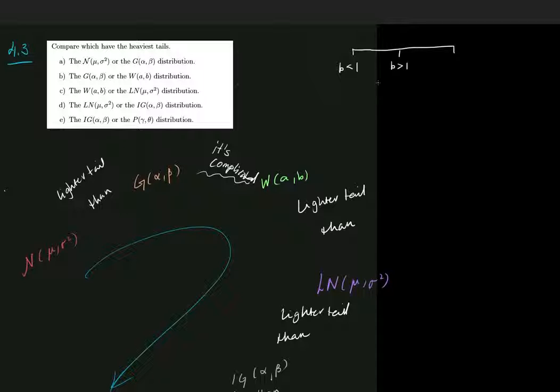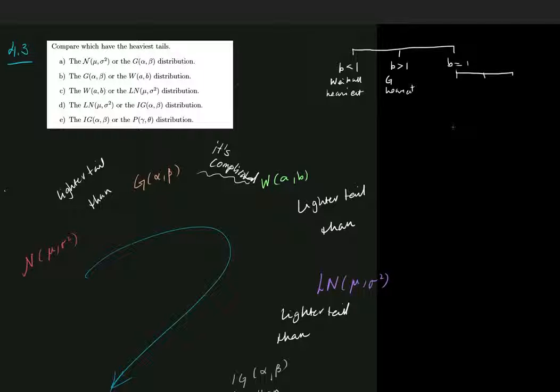the Weibull distribution has the heaviest tail. So you guys know that, this means that the Weibull has the heaviest tail, and if b is greater than 1, then the gamma distribution has the heaviest tail. However, if b is equal to 1, then we have to look at some more cases.